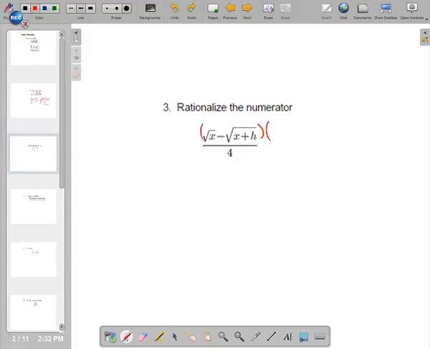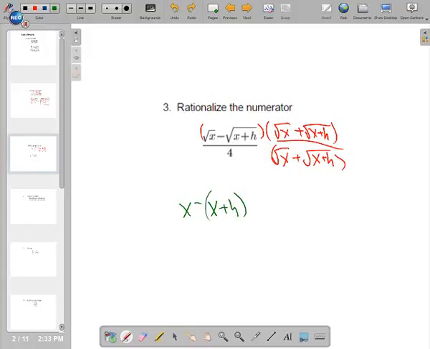You can do the same thing by rationalizing the numerator. I'm just going to multiply by the conjugate in the numerator, and then the same thing in the denominator. And when you do that, in the numerator, like I said before, you're going to FOIL this and get radical x times radical x, which is x. Radical x times x plus h is just going to be positive and negative. Those cancel out. But when you multiply negative radical x plus h times positive radical x plus h, you just get x plus h. But that's a quantity, so you got to make sure you put parentheses there.